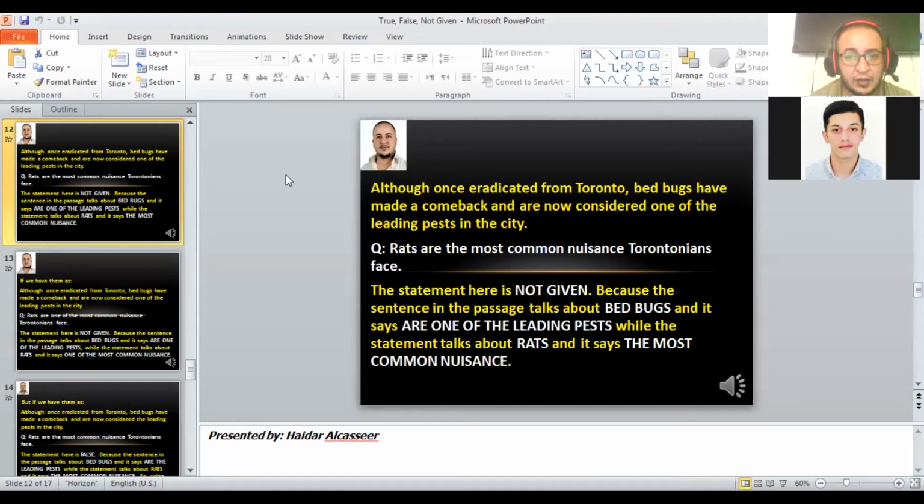In the passage you have: although once eradicated from Toronto, bed bugs have made a comeback and are now considered one of the leading pests in the city. Okay? The statement: rats are the most common nuisance Torontonians face. It's not given. Why? We have bed bugs are "one of". That means they are not necessarily the most common. You got it? It says "one of". Could be they are the most common, could be not. We don't know. You got the idea? Yes. It's not mentioned clearly if they are the leading pests or not. So this question, when it says rats are the most common nuisance Torontonians face, is not given.